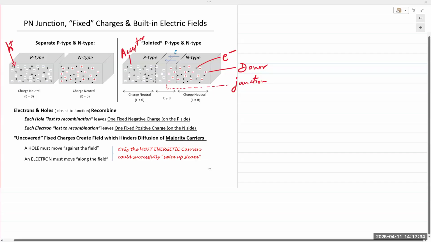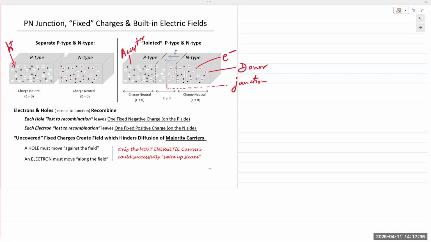So the free charge carriers that would result in the flow of current are now gone. But they have left behind these immobile, or unmovable, positive and negative charges on either side of the junction. When you have a buildup of positive charges on one side and a buildup of negative charges on the other side, it gives rise to an electric field. So effectively, there is a built-in electric field at that junction.